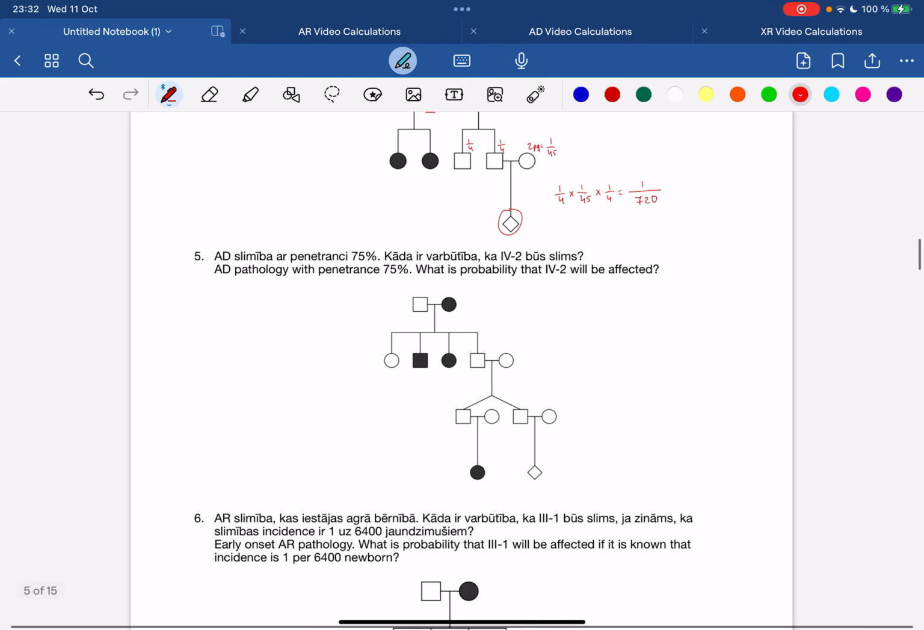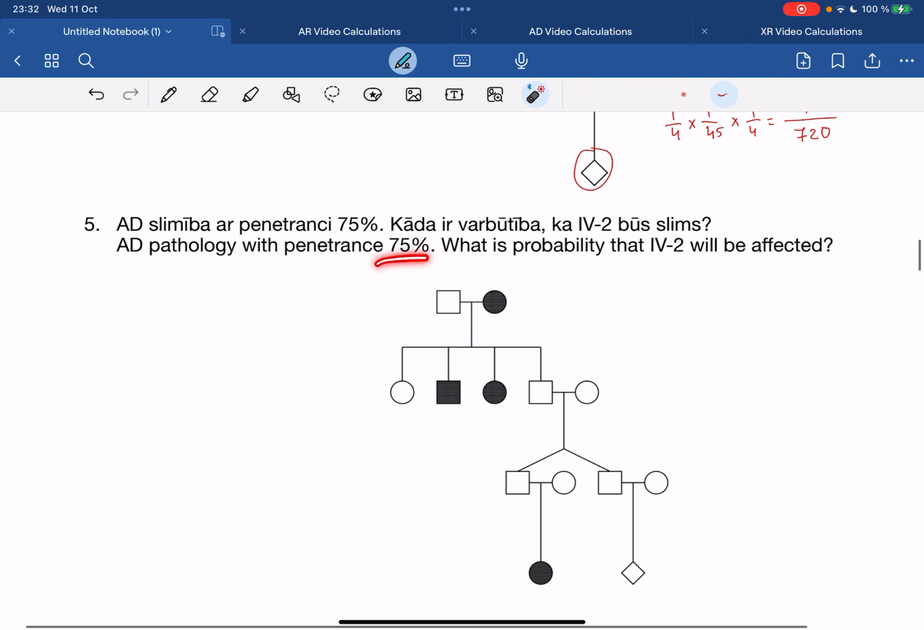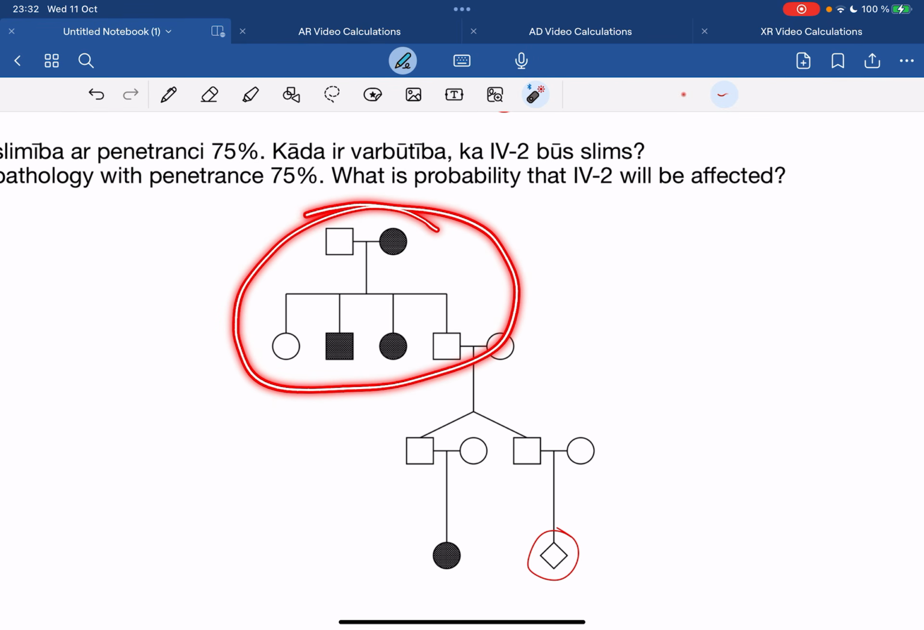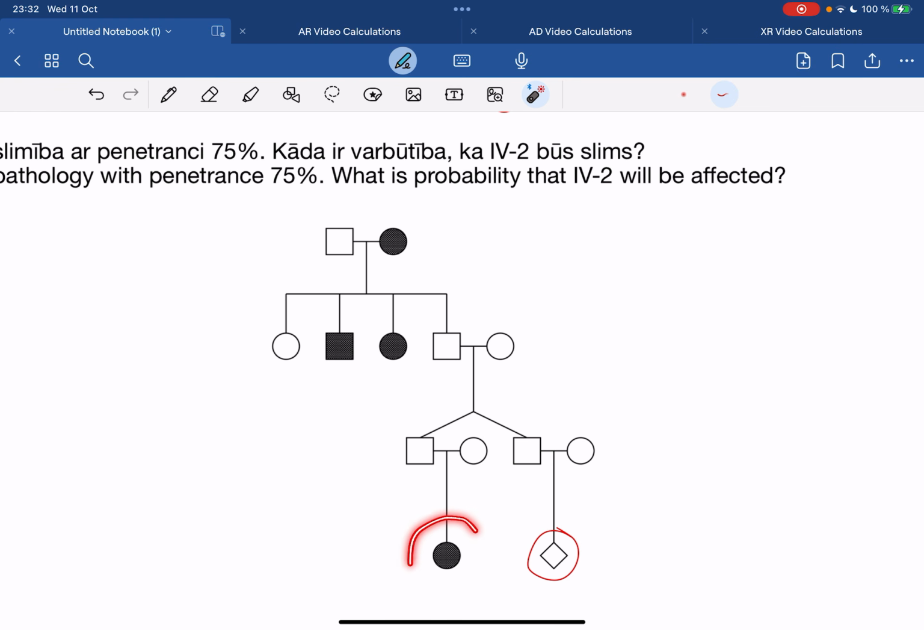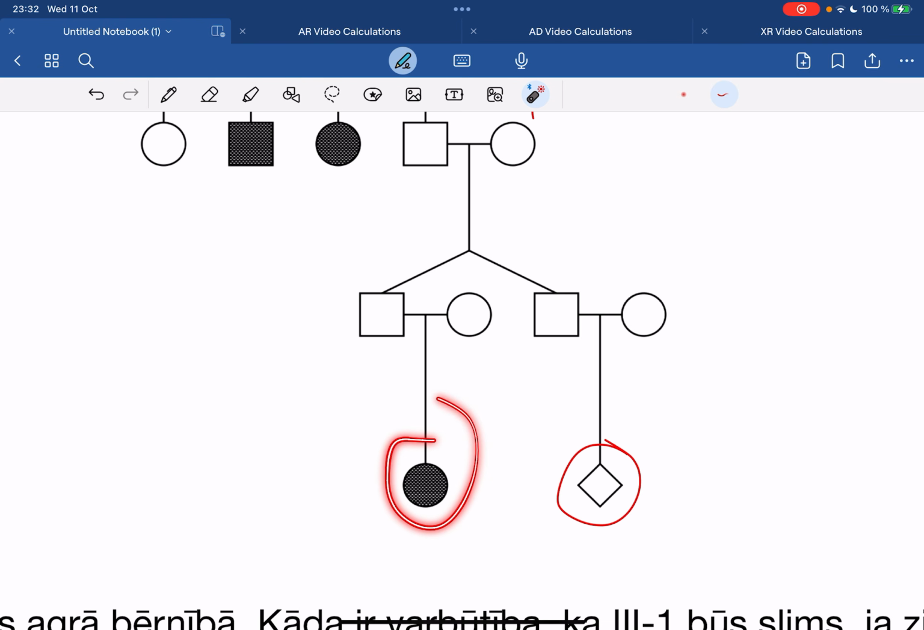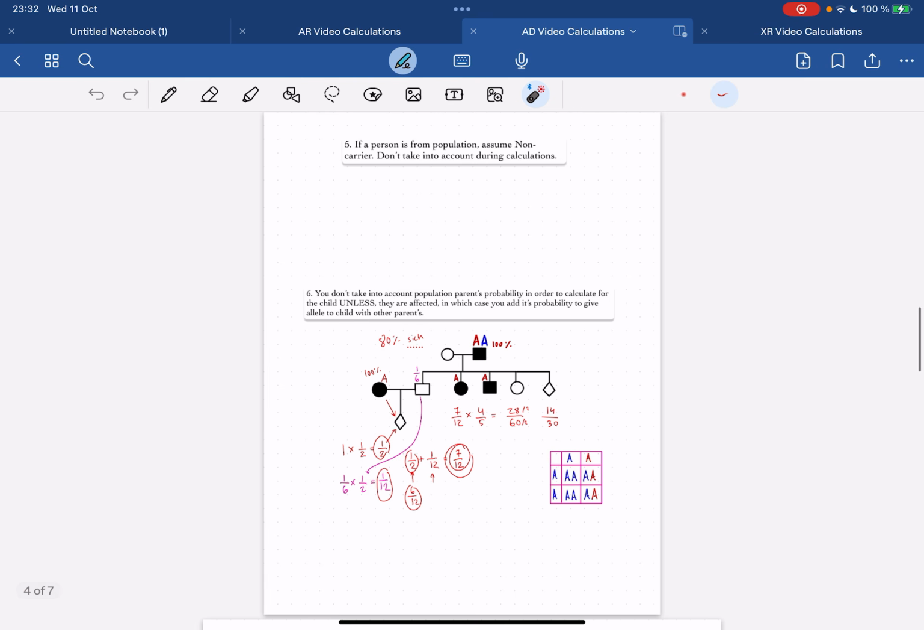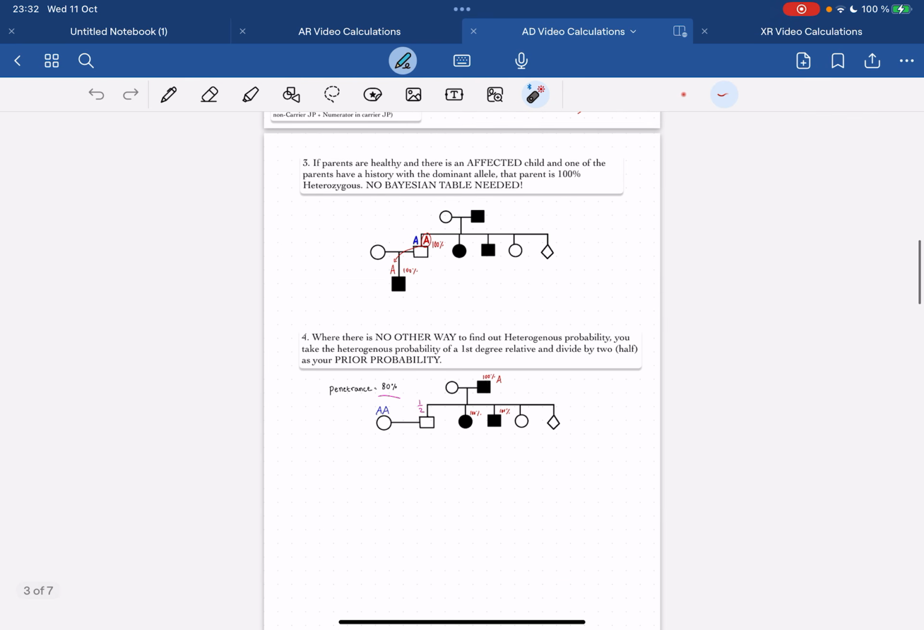Okay, next up is autosomal dominant with a penetrance of 75% chance. What is the chance that 4-2 will be affected? So this person right here. So what do we know about the affected? Well, a lot of people make the mistake of going from this starting point, but you actually want to start with the nearest affected person. So if this person is affected, what does that mean? Well, let's look at the AD rules.